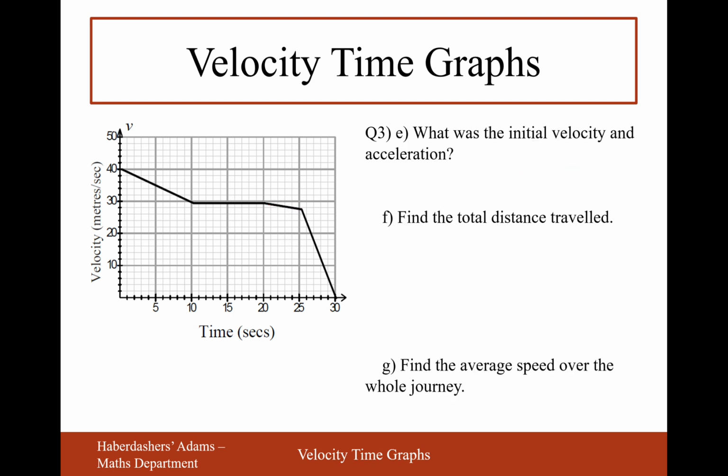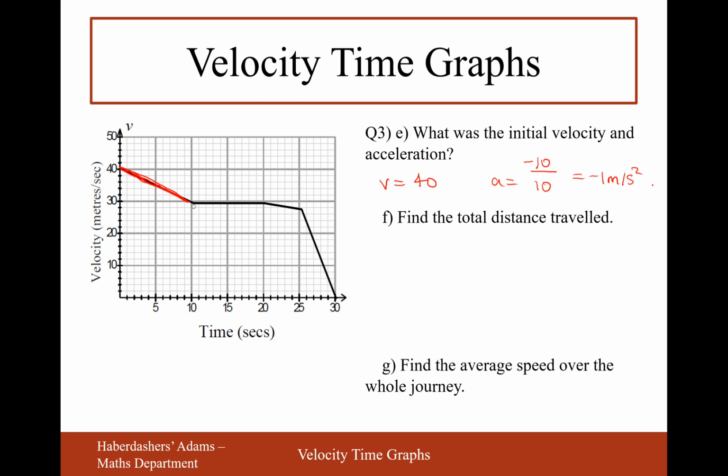Let's move on to questions E, F and G. What was the initial velocity and initial acceleration? So the initial velocity was 40 and the initial acceleration was this part of the acceleration line here. So that was going down by 10 meters per second over the course of 10 seconds, so minus 1 meters per second squared.